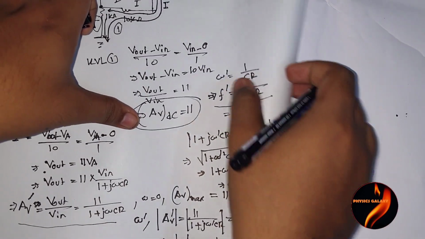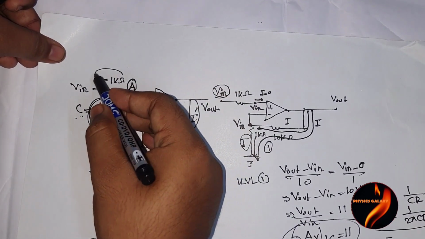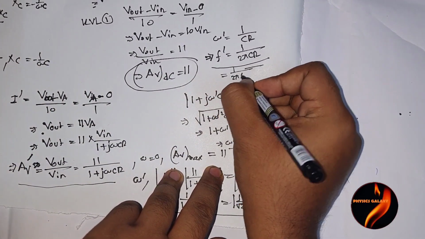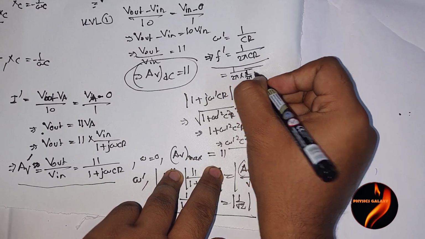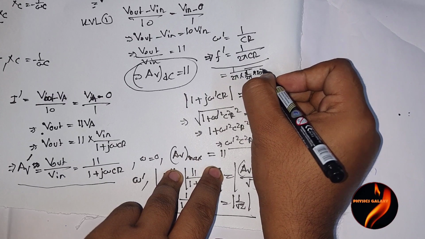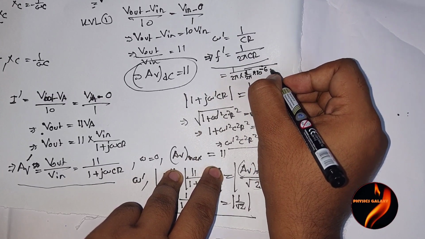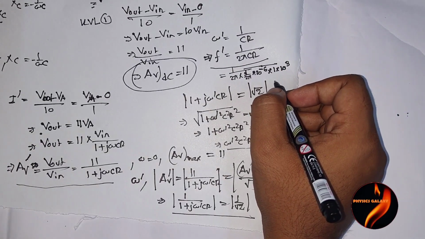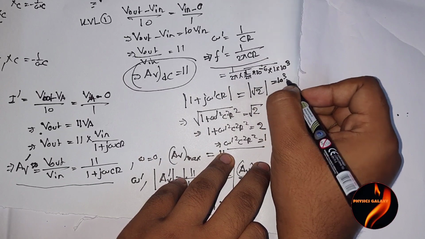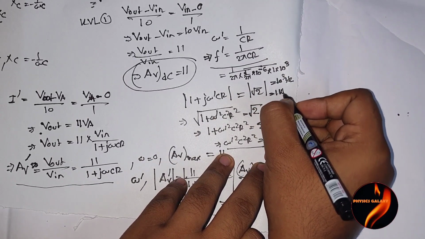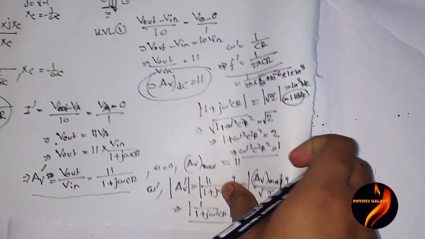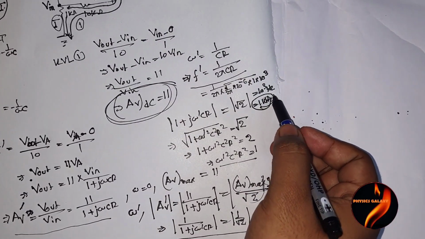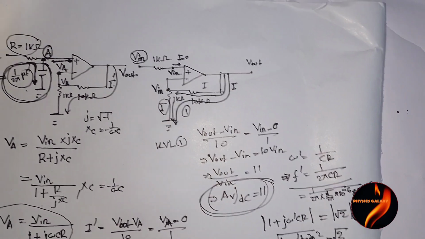If we put the values of C and R here, R is 1 kilo ohm and C is 1 by 2 pi microfarad. If we convert it in farad, this will be 10 to the minus 6, and the resistance here is 1 kilo ohm. If we convert it in ohm, this will give me the result 10 to the power 3 hertz, means 1 kilohertz. So this is the cutoff frequency for the circuit. So the DC voltage gain is 11 and the cutoff frequency for the circuit is 1 kilohertz. So this is the answer for this problem.